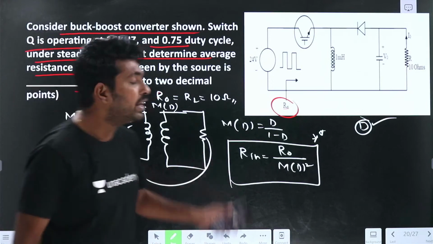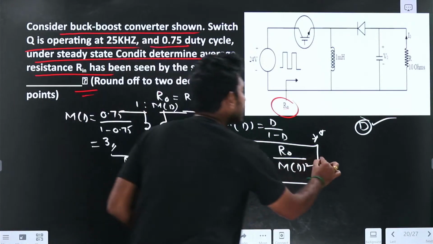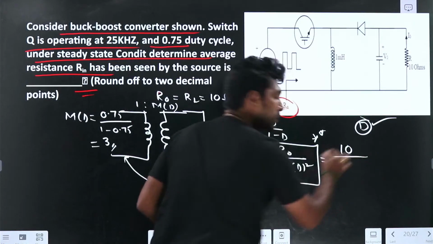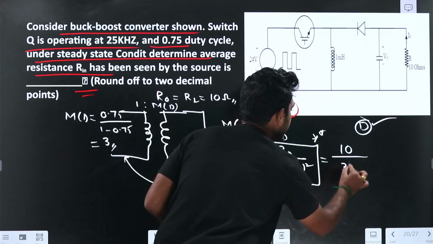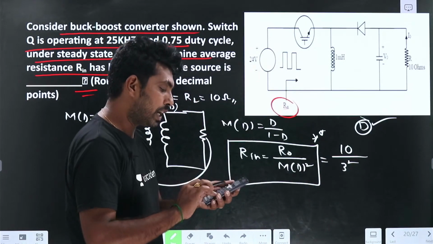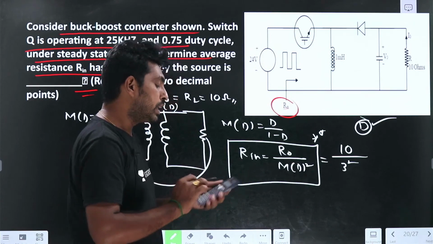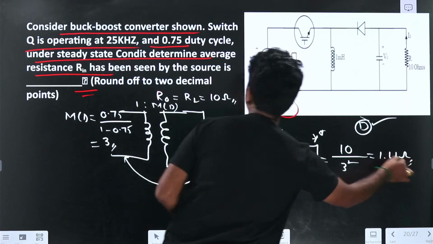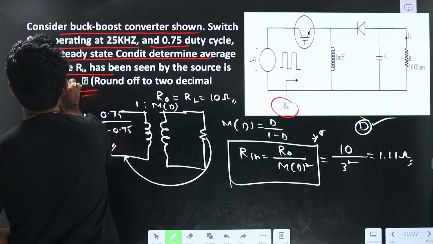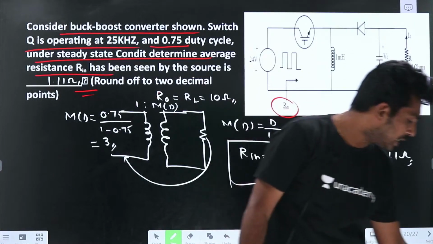Now we need to find the input resistance. The input resistance equals the output resistance divided by M of D whole square. M of D whole square is 3 square, so 10 by 3 square. The answer will be 1.11 ohms.